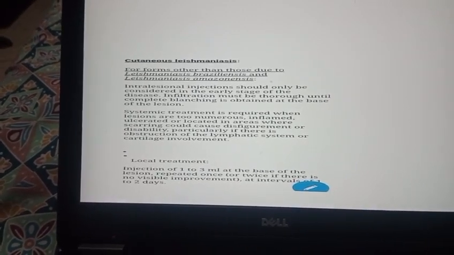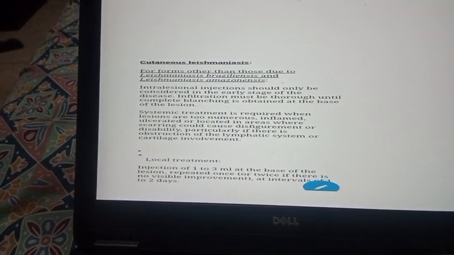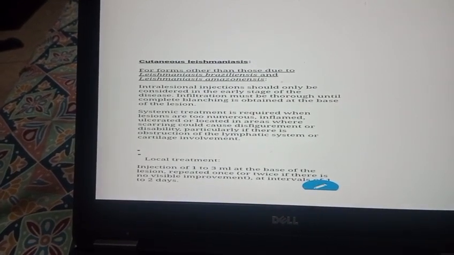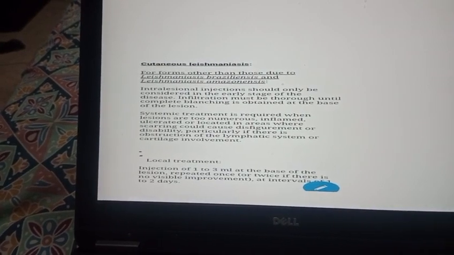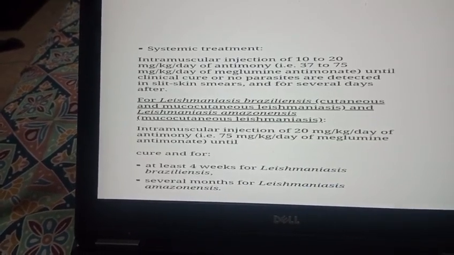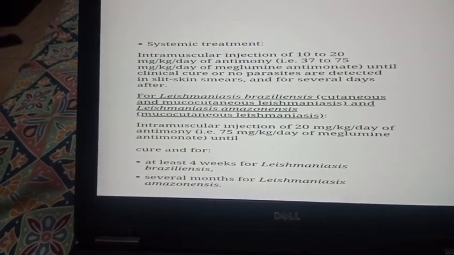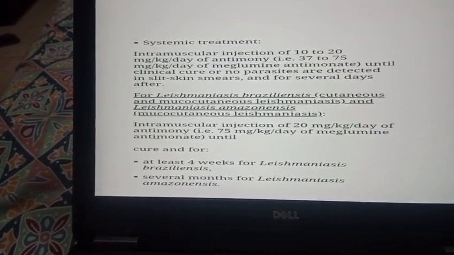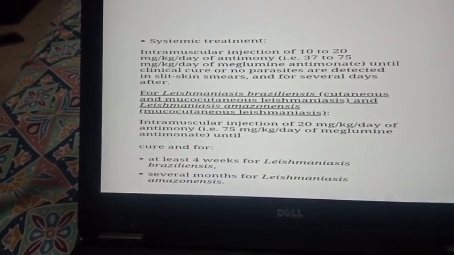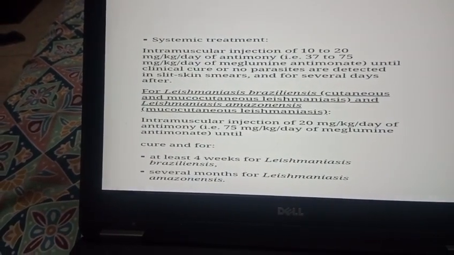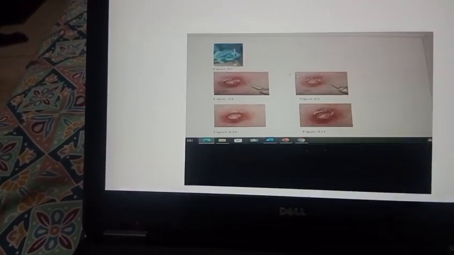We have to give it either as intralesional. In the intralesional, we have to inject 1 to 3 ml at the base of the lesion and repeat once or twice if there is any visible improvement at intervals of 1 to 2 days. And for the systemic, we can give either IM or IV. In case of IM, 20 mg per kg per day of the antimony, for at least 4 weeks for leishmaniasis brasiliensis, and for several months for leishmania amazoniensis.